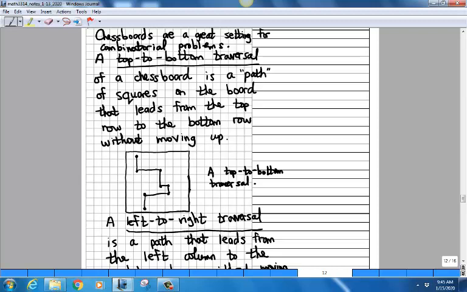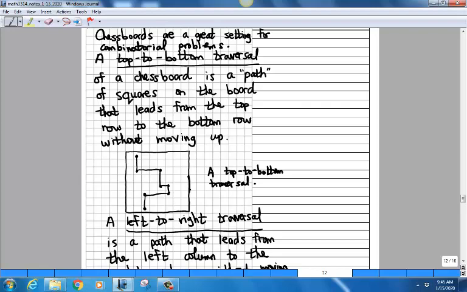And you cannot go back left or back up, right? So you're always forced to go down and to the right. So every move would have to be down or to the right. No up or left moves in a complete traversal.